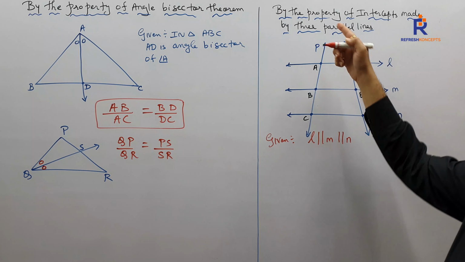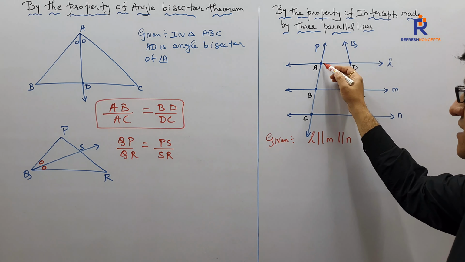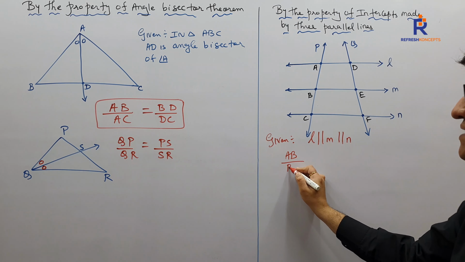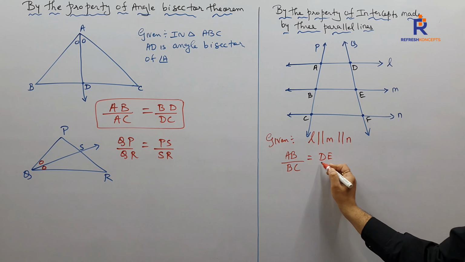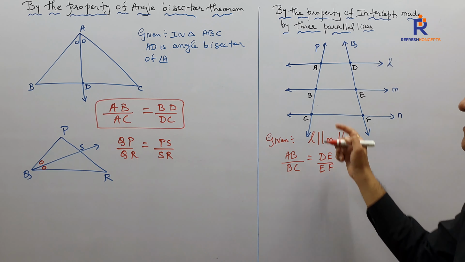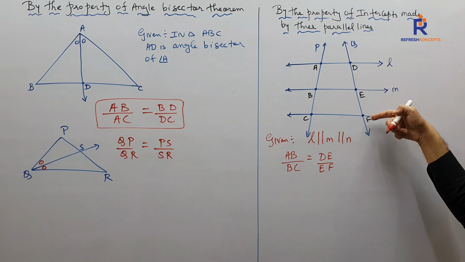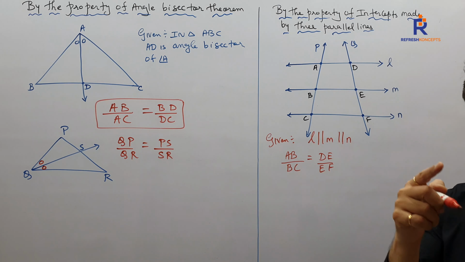What is the outcome when we say by the property of intercepts made by three parallel lines? The outcome is AB by BC is equal to DE by EF. Are you getting me? One more thing can be worked out.